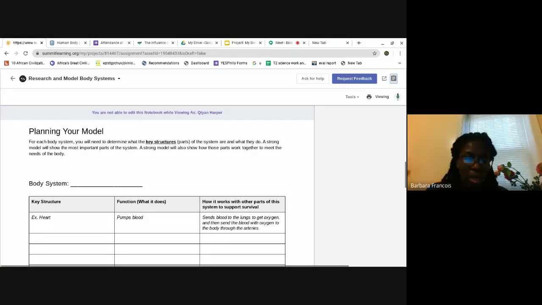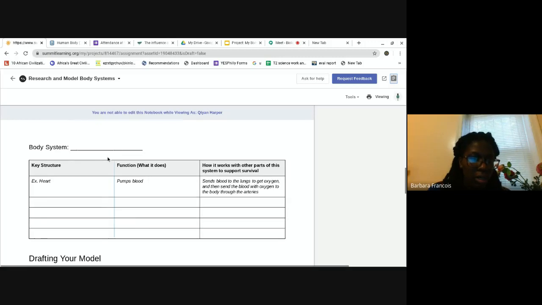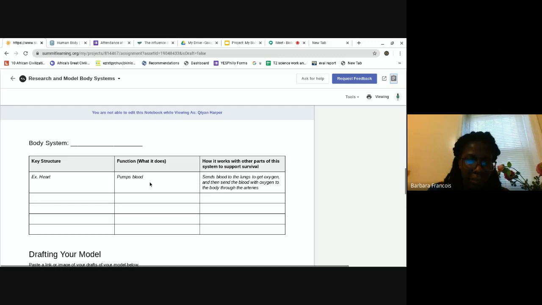All right. So here, planning your models. For each body system, you need to determine the key structures, meaning parts of the system, what they are and what they do. A strong model will show the most important parts of the system. A strong model will also show how those parts must work to meet the needs of the body. So here, you're gonna write down the name of your body system, digestive system, respiratory system, whatever system you're doing, and here you're going to find the key structures, meaning the organs.